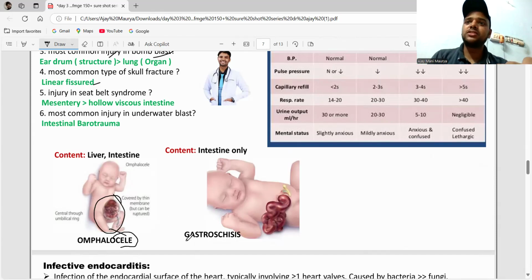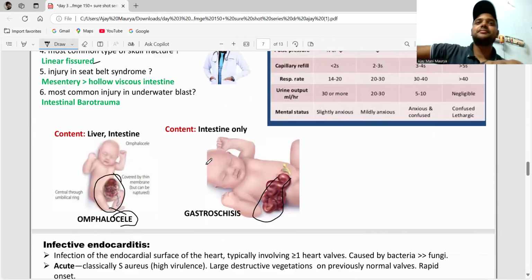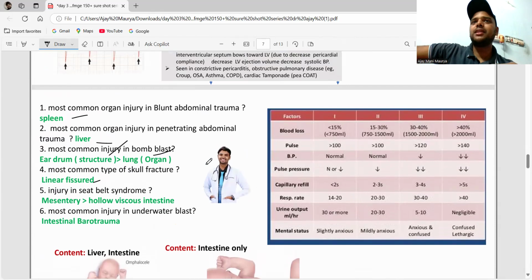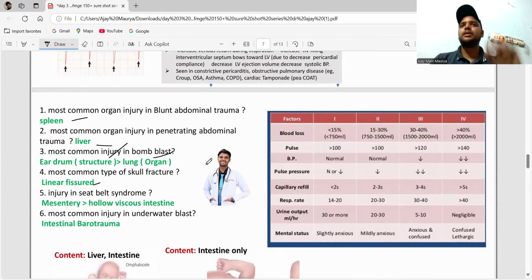Remember this one, the gastroschisis: gas leak. All the herniated structures leak outside. They're not covered with the sac here. That's why, see, C, E, D, I, it means intestine only. It is the content. Okay, done.